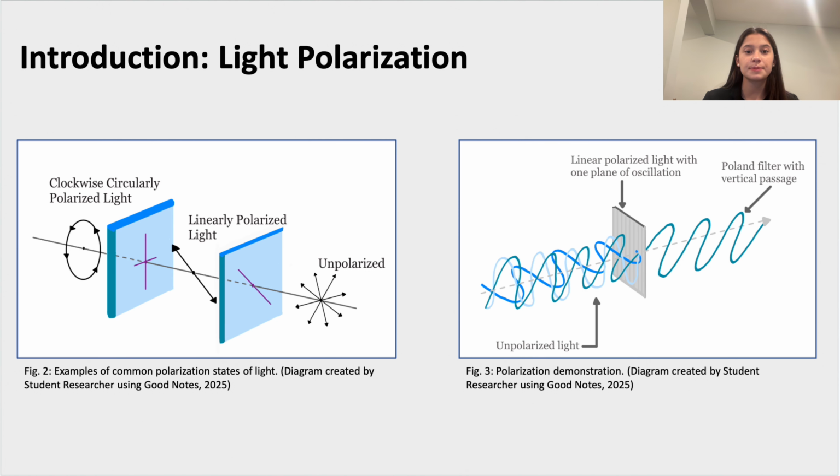Light polarization must first be introduced to understand this project. Light is an electromagnetic wave, and polarization describes the orientation of its electric field, which can be linear, circular, or elliptical, as shown in figures 2 and 3. Perpendicular polarization directions, such as horizontal and vertical or diagonal pairs, can be clearly distinguished and precisely measured. For this reason, polarized light provides a natural physical system for encoding qubits.